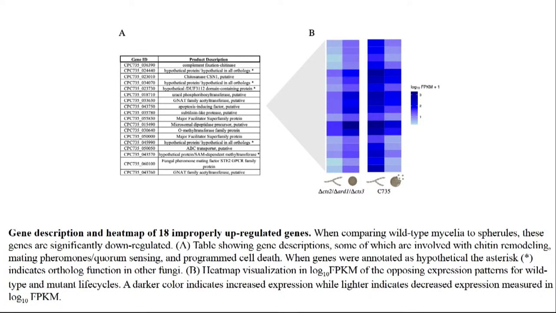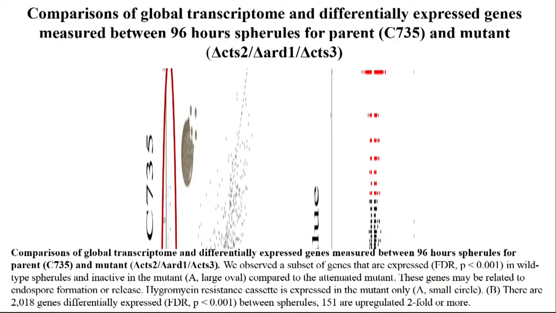And then conversely, we can do the same comparison for those genes that are potentially highly upregulated in the mutant spherule when they should potentially be off. And we found about 18 of these genes. Again, a large number of hypotheticals with domains of unknown function, but there are some proteases and major facilitator superfamily proteins that are present. But the story was a little bit less clear here. So again, there is some work to complete to really functionally characterize these genes. Next slide, please.